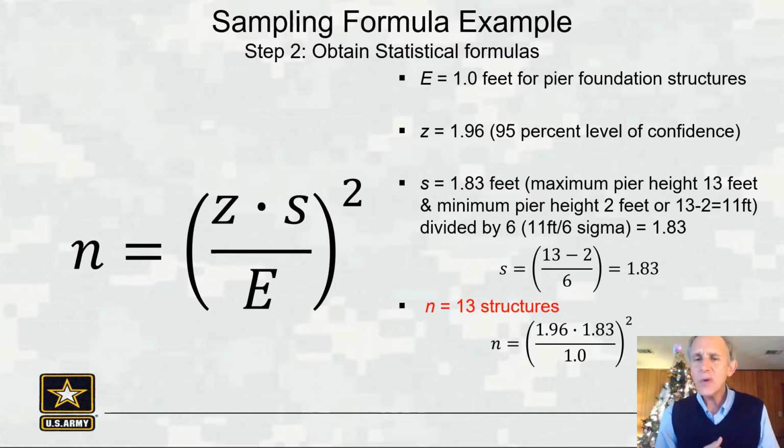Well, that's where we started, but we saw some of these areas had structures almost 20 feet off the ground. So actually, if you had 20 minus 2, that's 18 divided by 6, which is 3. And you plug 3 in times the Z over the error squared, that gave you like 31, 32 structures. So again, it depends on what you think is appropriate. And these we're looking at are the pier foundation type structures.